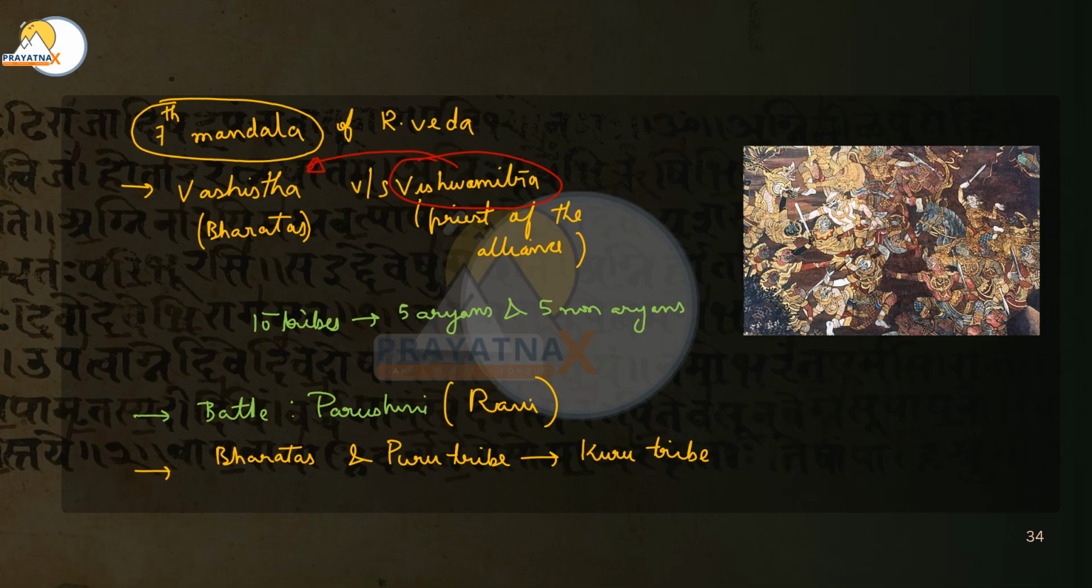Now, the battle broke out due to a dispute between Vasishtha and Vishwamitra. Vasishtha was the priest of Bharatas, whereas Vishwamitra was priest of the alliance. Now, in this battle, Sudas won over an alliance of 10 tribes. I'm writing here: Sudas won over an alliance of 10 tribes.